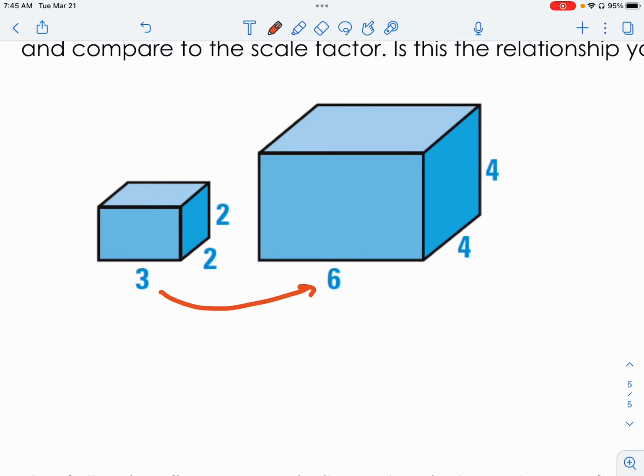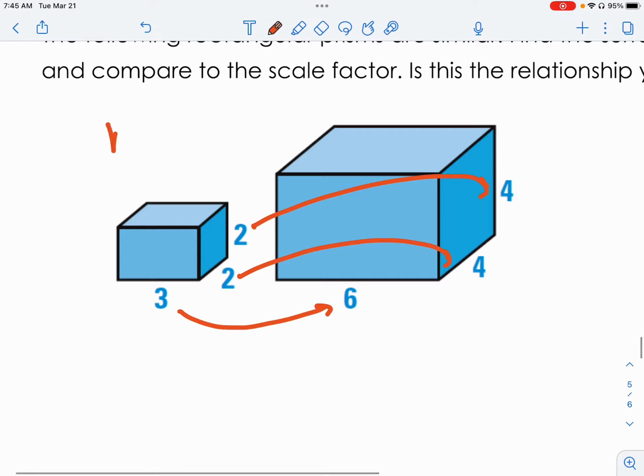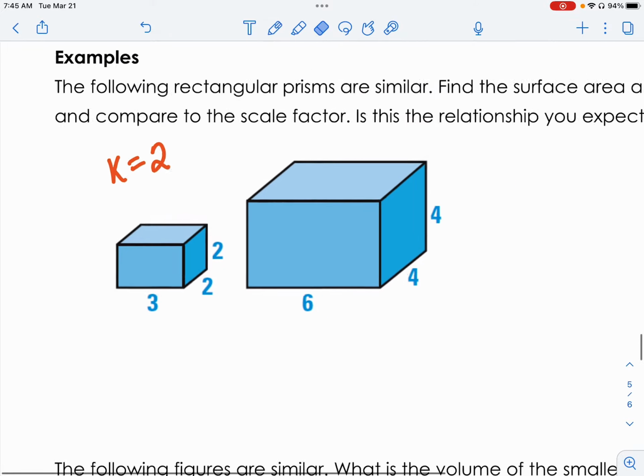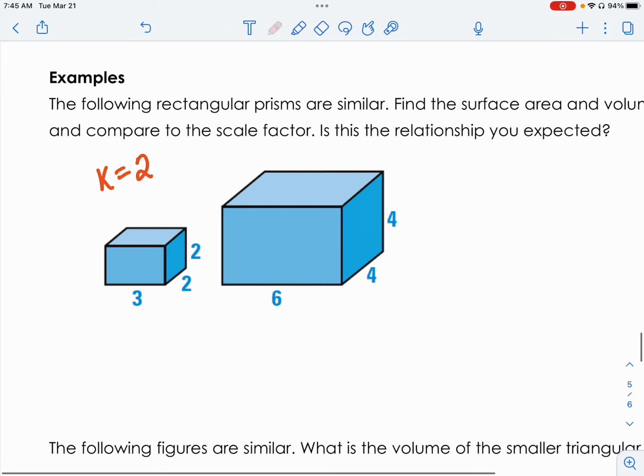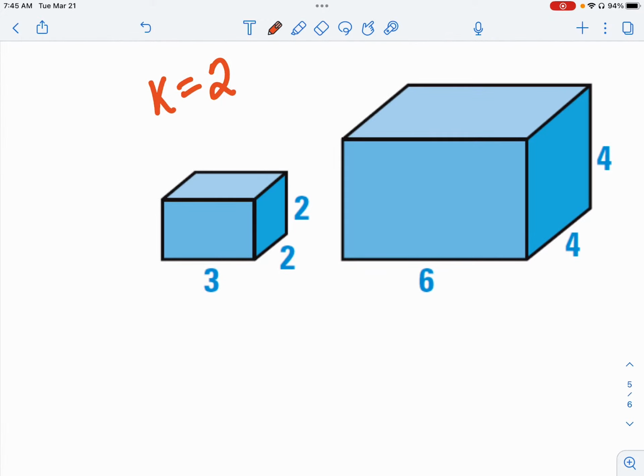So first, these scale factors. To go from 3 to 6 and 2 to 4s, we are multiplying by 2. So, got that out of the way. Let's go ahead and find the volume and the surface area of the smaller prism. So volume, 3 times 2 would be the area of the base, times my height, which is 2. So that is 12.